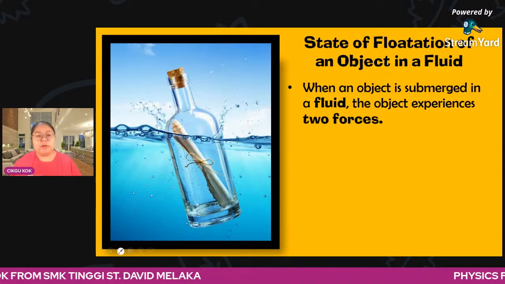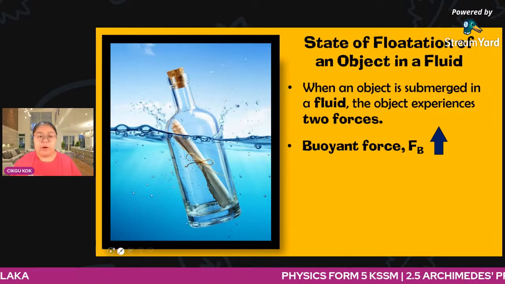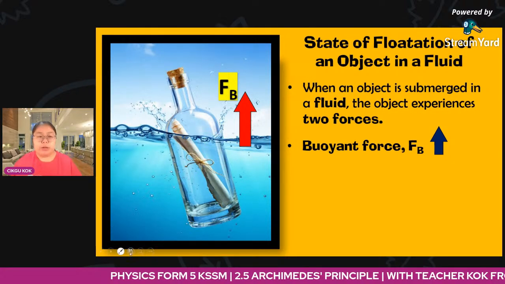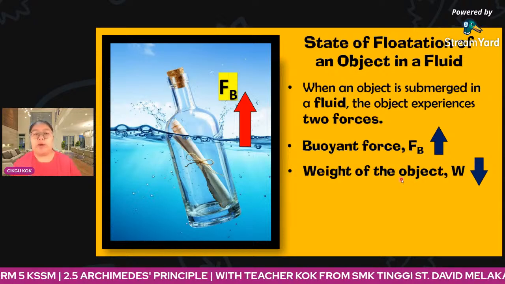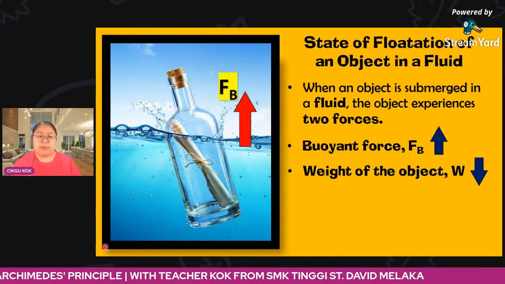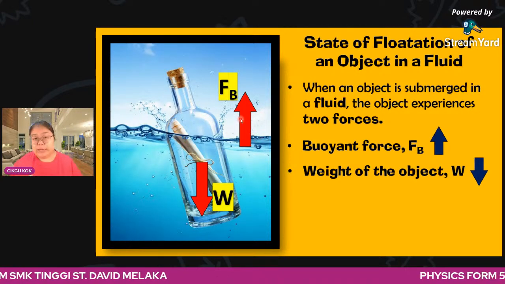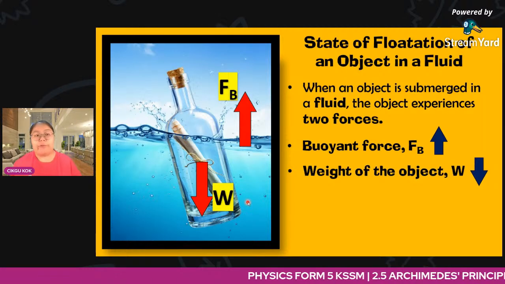Two forces. The first one is acting upwards, and we call it the buoyant force. The other one is the weight, and the weight of the object is always acting downwards. So when the question asks you to label, you must label in the opposite directions and also give the names: up is the buoyant force and down is the weight of the object.